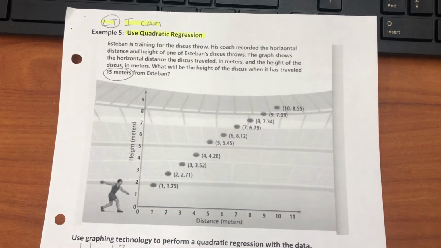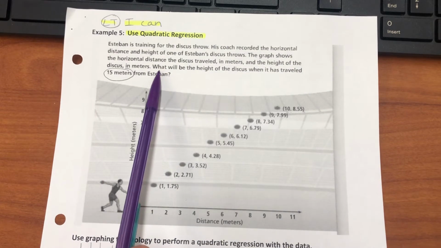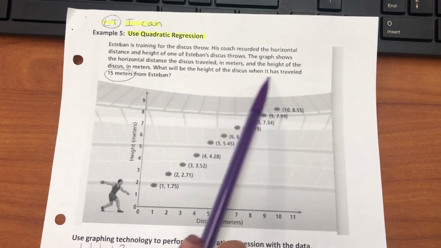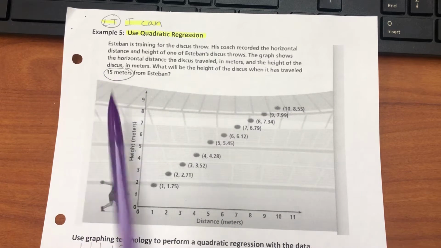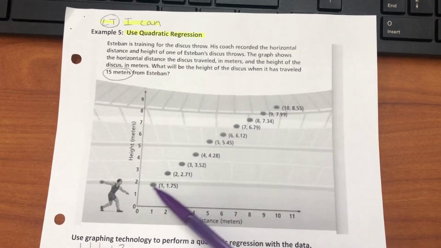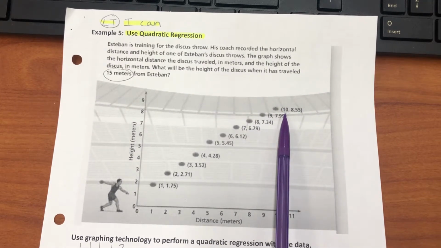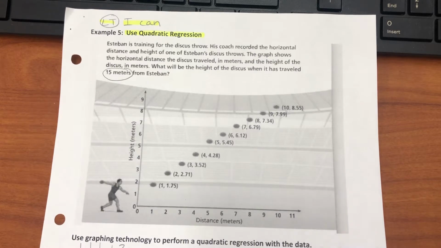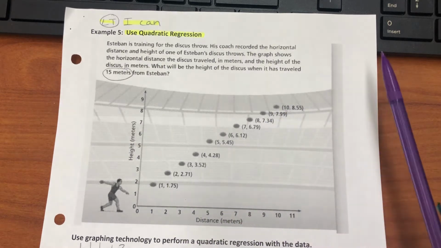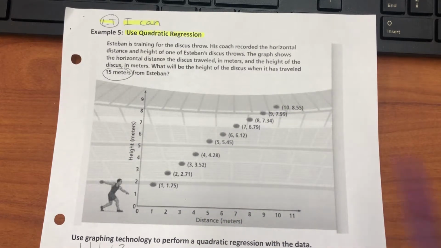So what we're trying to do is predict at what height the discus will be after 15 meters. If you notice on our diagram here, it only goes out to 10 meters. So we want to predict what will happen at 15 meters. This disc is going to follow a parabola. It's going to reach a maximum height at some point, and then it's going to start to come back down, just like a parabola would, because it is following that path.